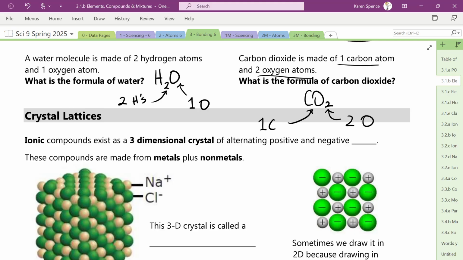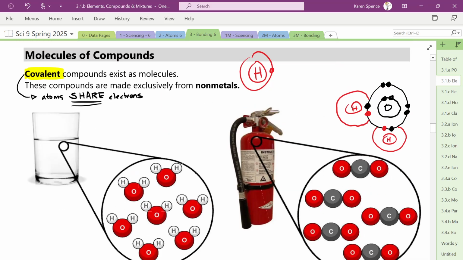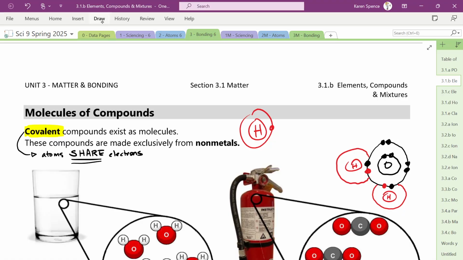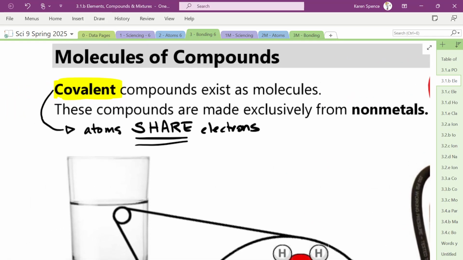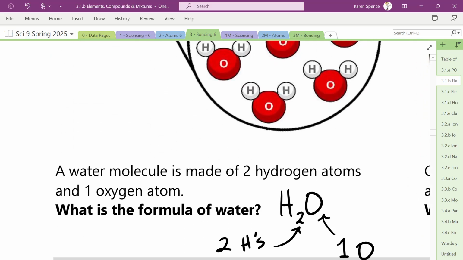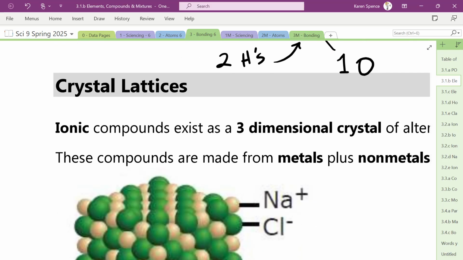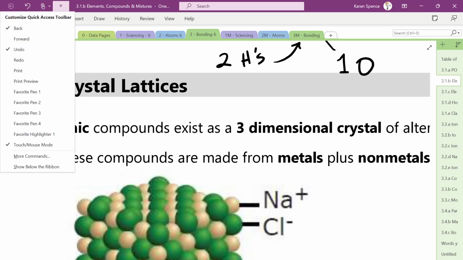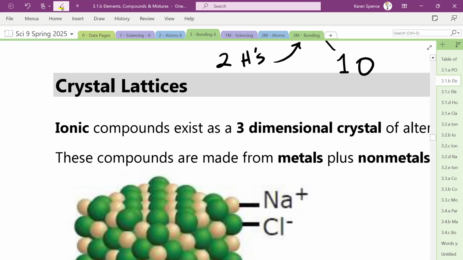But our next ones, those are what we call ionic compounds. Remember, these were covalent compounds, and what did they do with their electrons? They shared their electrons. Now we're going to take a look at a different kind of compound, and that's called an ionic compound.